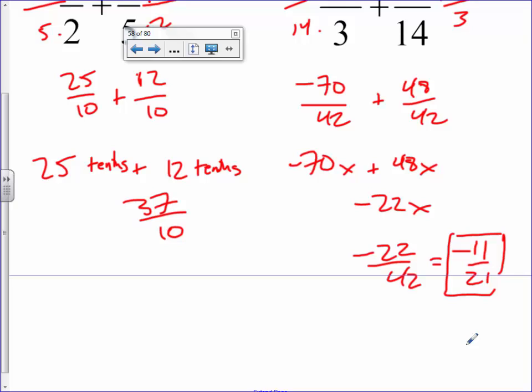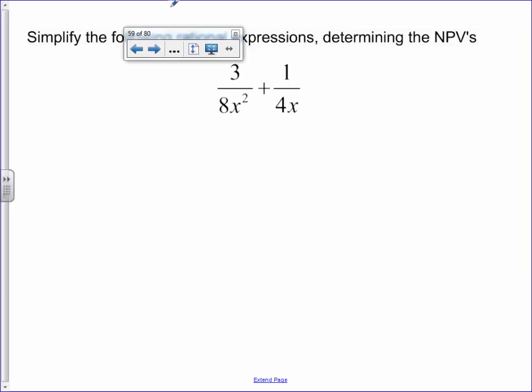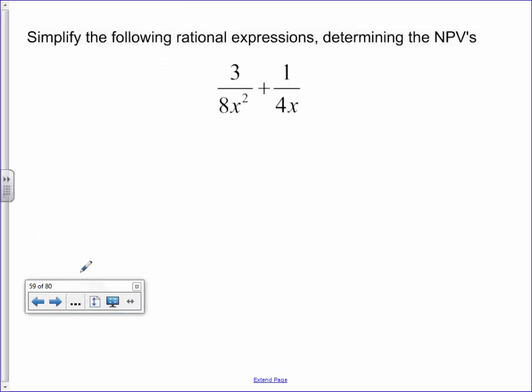Okay, so now let's try extrapolating this to letters. Let's start with the first one here. We need to look for common denominators. Now, the most common thing kids will do is they'll try to do this cross multiply thing. And cross multiply, first of all, is not even valid in this case, because cross multiply is really something you do when you have an equal sign in the equation, and we're not to that point yet. You guys okay?